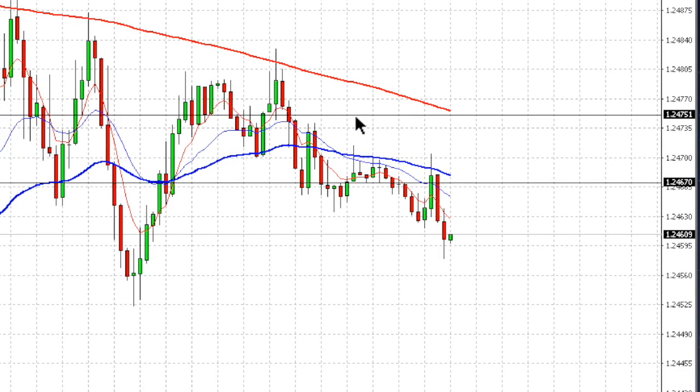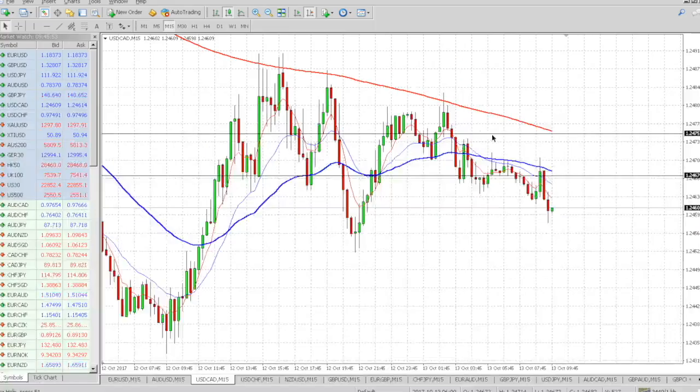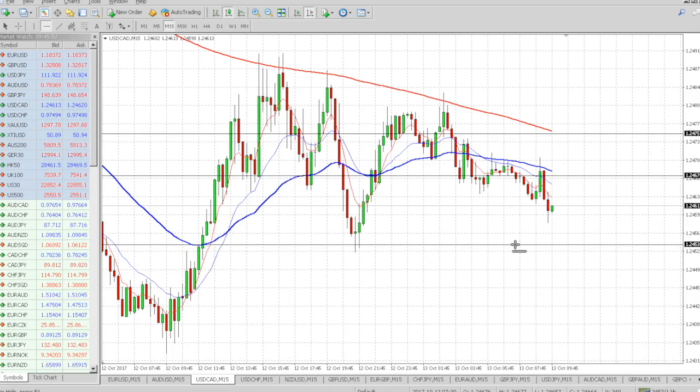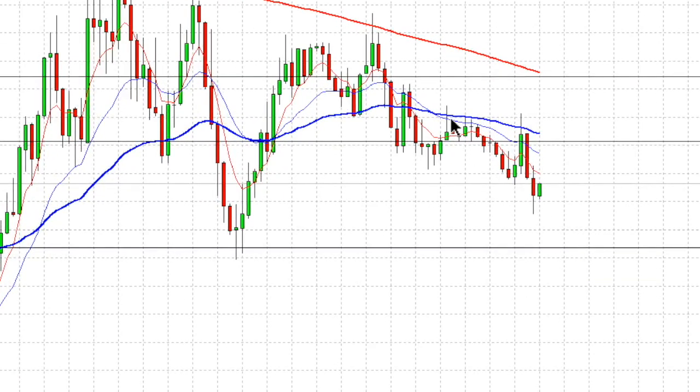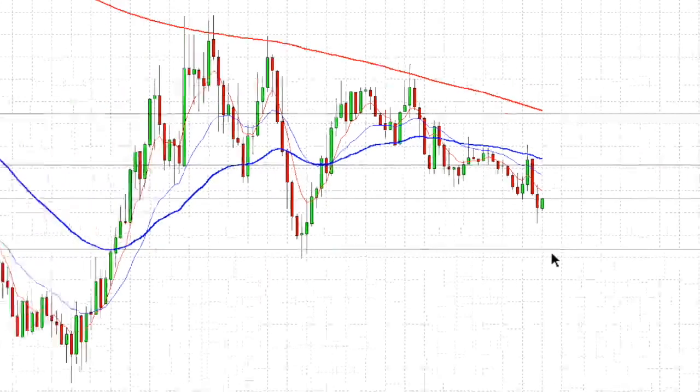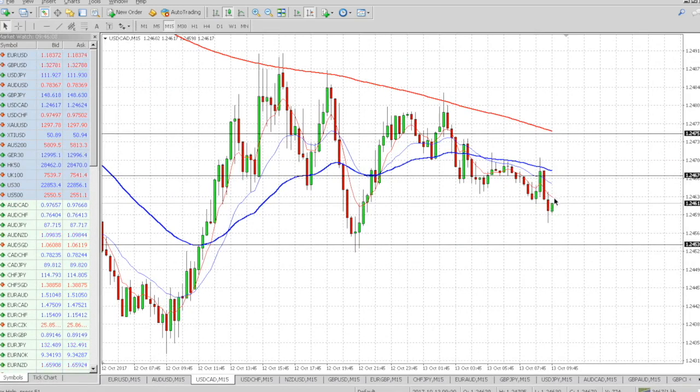My stop loss is here, and my profit target is somewhere there. Right now the trade's working out. It's moving towards my profit target. Hopefully I can hit my profit target in a few candles now. It's still kind of ding-donging, but currently it's a profitable trade.